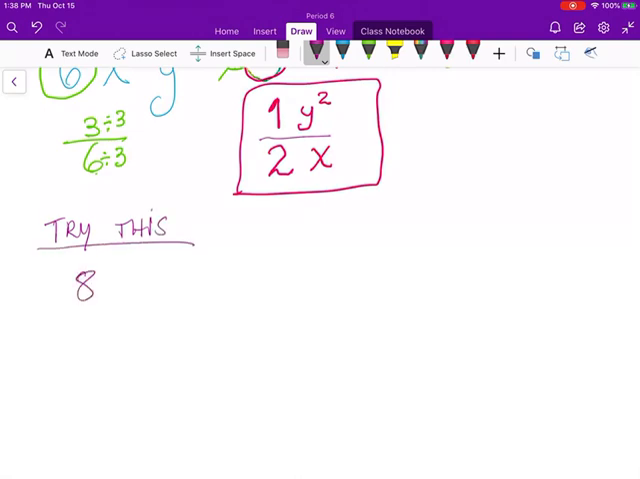We have 8 m to the third n to the fifth, over 12 m to the fourth and n. So now please pause the video and work it out. You guys work it out on your own. Expand and see what you can simplify. Okay, we're going to pause the video now.